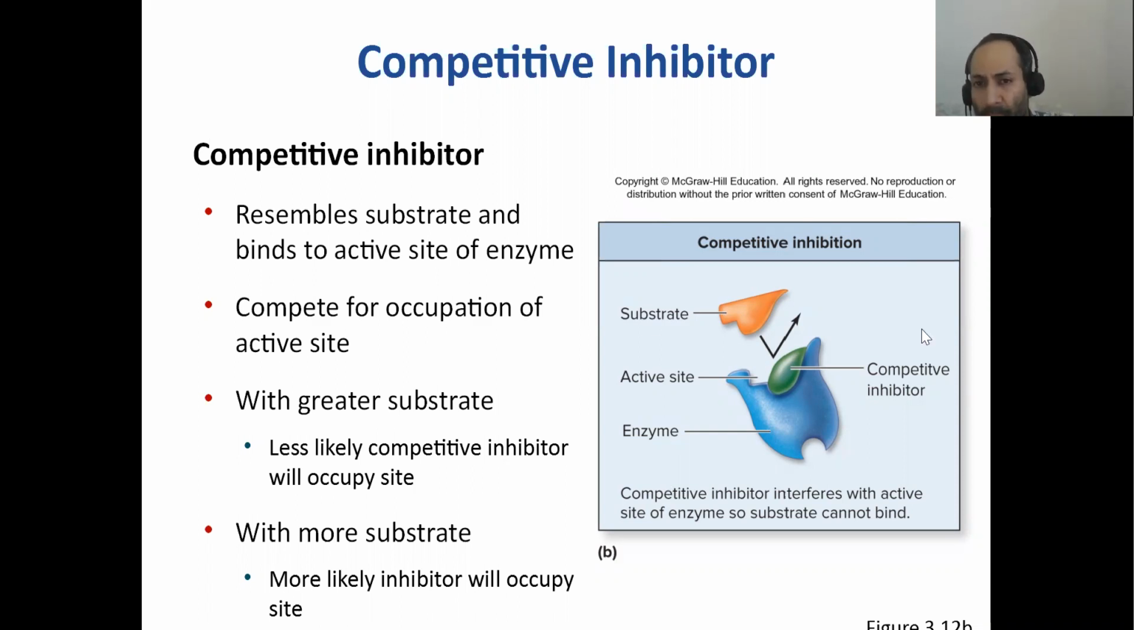So what competitive inhibitors do, these are substances that mimic the shape of the substrate, right? And so they swim around and then they kind of squeeze themselves in here onto the active site and bind to it, thereby kicking out the substrate or preventing the substrate from binding to the active site. And that's why they're called competitive inhibitors. They compete with the substrate itself to occupy the active site here.